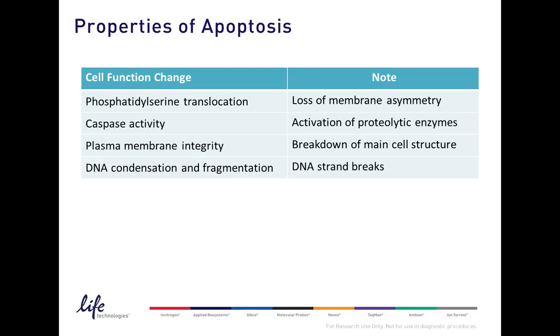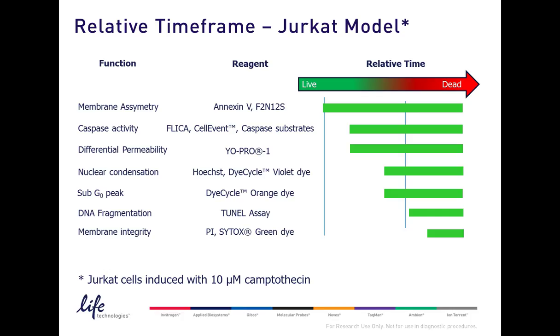And this table here also represents a rough representation of the chronology of apoptosis. So it's important to remember that these things don't happen all at once, they occur in a progressive fashion. This is from the model of camptothecin-induced apoptosis in Jurkats. It is only rough, and it is for Jurkats, but it is a good example of the flow and how it's sometimes important to measure early and late stages of apoptosis.